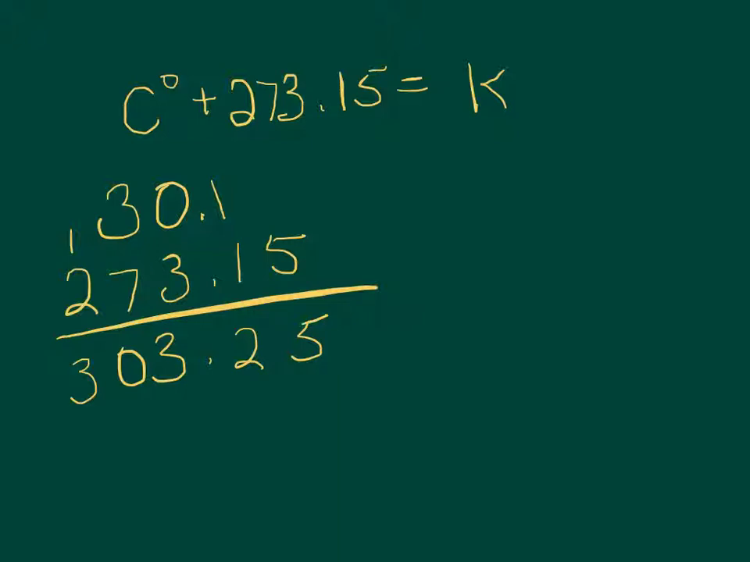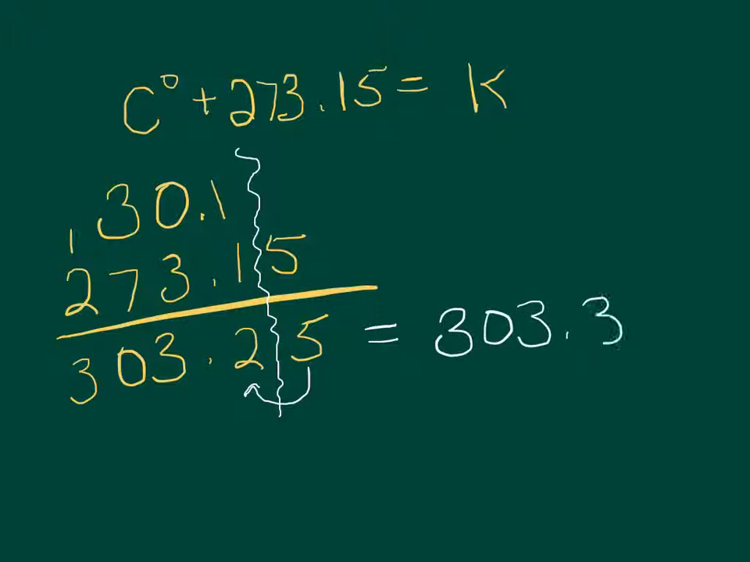Now, using significant digit rules, remember when you're adding or subtracting, you look at the decimal place that the lowest decimal place has. So I would round this up to a 3, and my answer would be 303.3. And then make sure you put K by it to signify that that's Kelvin. So, really easy. All you have to do is add that number to it.